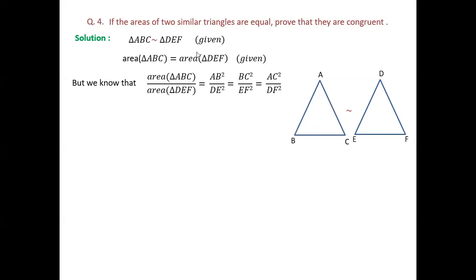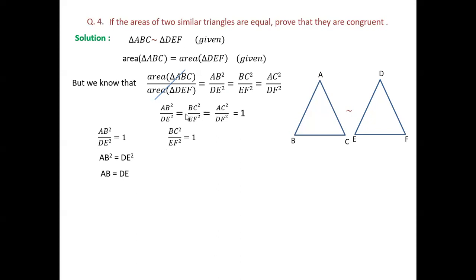But these two areas are equal, it's already given. So the ratio becomes 1. That means this whole ratio is equal to 1. That means AB square upon DE square is 1, BC square upon EF square is also 1, and AC square upon DF square is also 1. So AB square upon DE square is 1. Taking it this side, AB square is equal to DE square. If the squares are equal, then square roots also must be equal. That means AB is equal to DE.